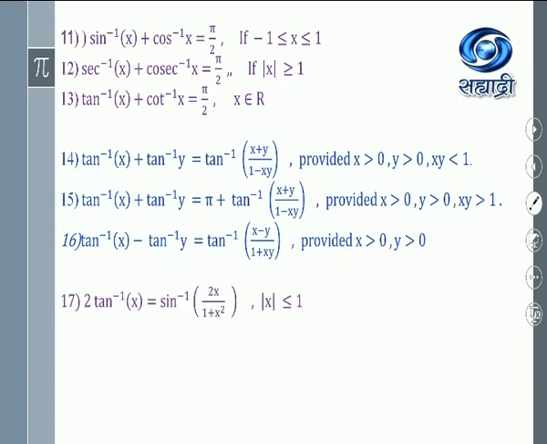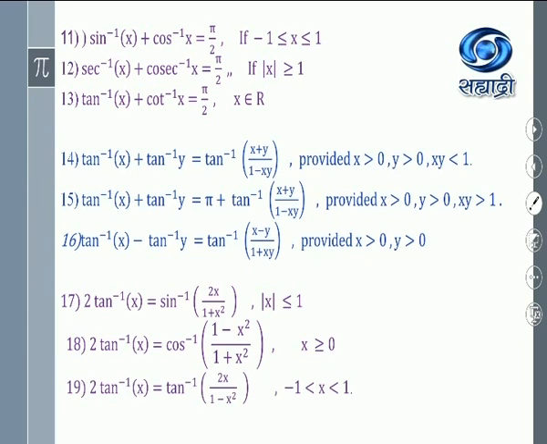The next is 2 tan inverse x is always sin inverse of 2x upon 1 plus x square, for the condition mod x less than or equal to 1. Okay. Next is 2 tan inverse x is equal to cos inverse of 1 minus x square upon 1 plus x square. Here x is greater than or equal to 0. So we have three different formulae for 2 tan inverse x.